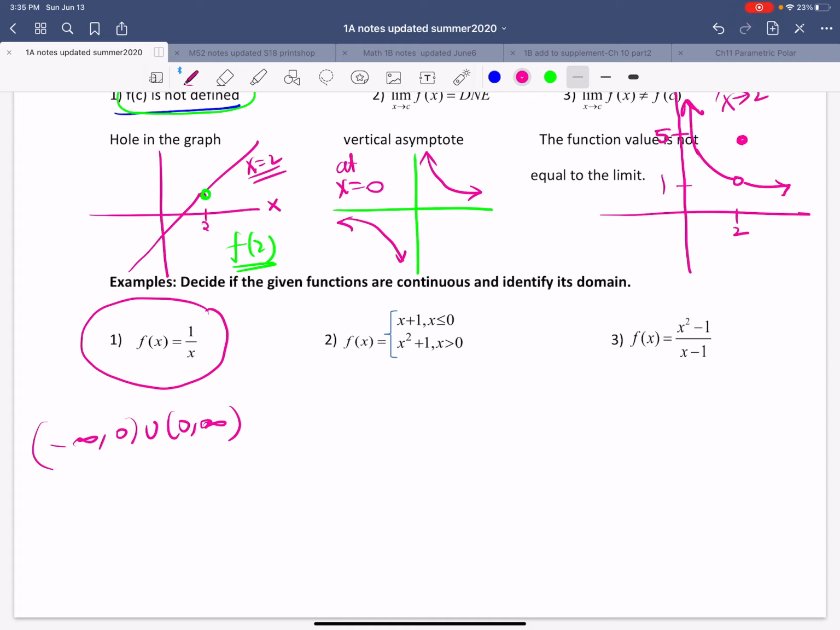Second, we have a piecewise defined function. A piecewise defined function is one that behaves differently in different pieces of its domain. So this function behaves differently when x is less than or equal to 0, and it behaves differently when x is greater than 0.